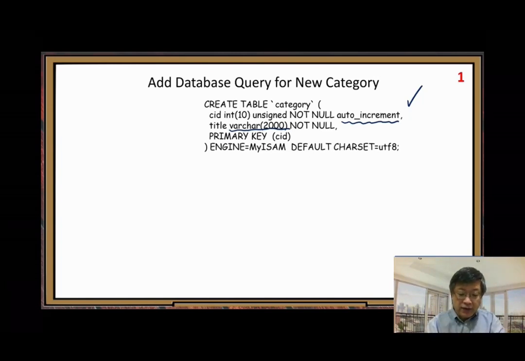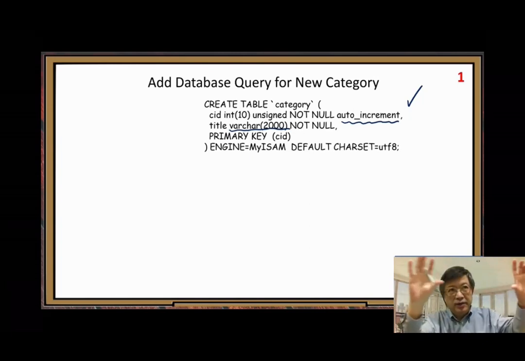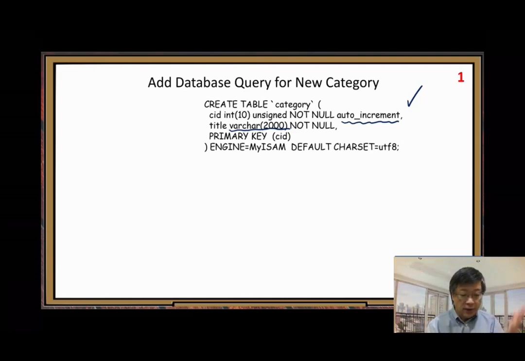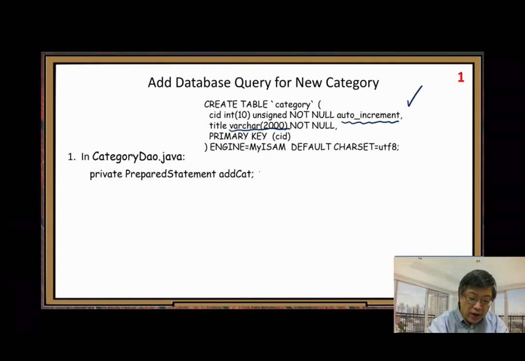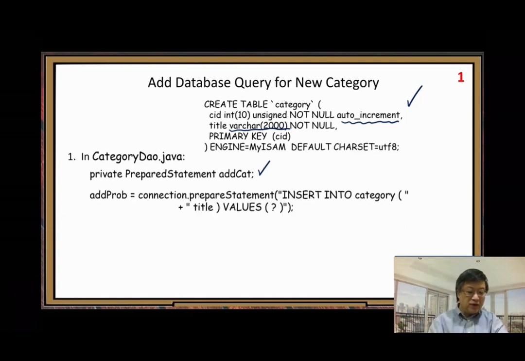All right, so after that, we just run this SQL command in that SQL tab area, so we can get this table created. The first step. After that, let us create this category DAO.java class. When we create this class, we need to have a prepared statement object, so we can use it to define our query. So this is the definition of the query.